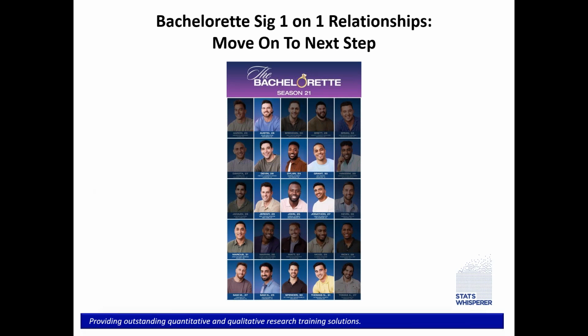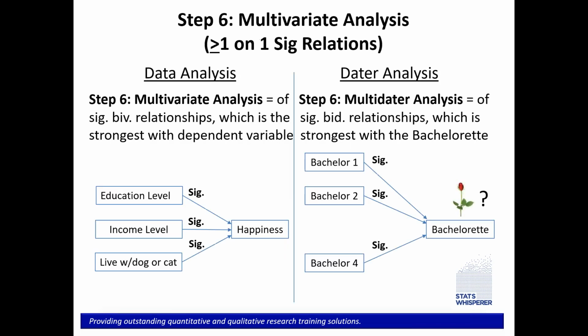Well, this is even more simple, actually. So this is how the Bachelorette chooses her significant relationships. All she has to do is darken the ones with no significant relationship and leave the ones light who she wants to move to the next round. More of an emotional process than a cerebral. Okay.